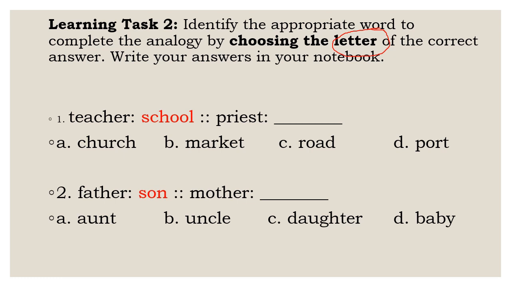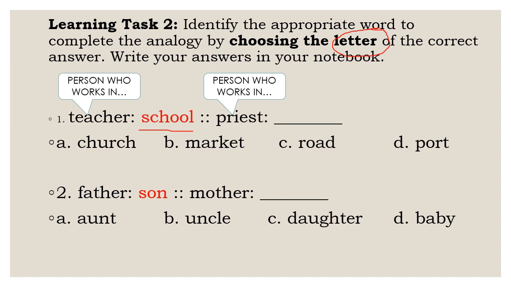Let's have number 1. Teacher, colon, school, colon, colon, priest, colon, blank. Or simply say, teacher is to school as priest is to blank. Our choices are A. Church, B. Market, C. Road, D. Port. Let us try to understand the relationship. A teacher is a person who works in a school. Correct. A priest is a person who works in blank. What do you think is our correct answer?